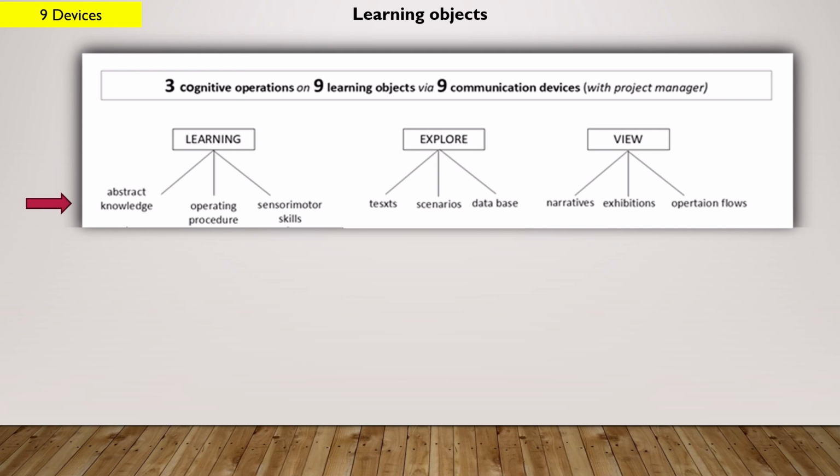For each of the 3 cognitive operations, 3 typical and particularly recurring learning objects are highlighted: learning abstract knowledge, procedures, sensoromotor skills; exploring texts, scenarios, databases; viewing narratives, expositions, operation flows.